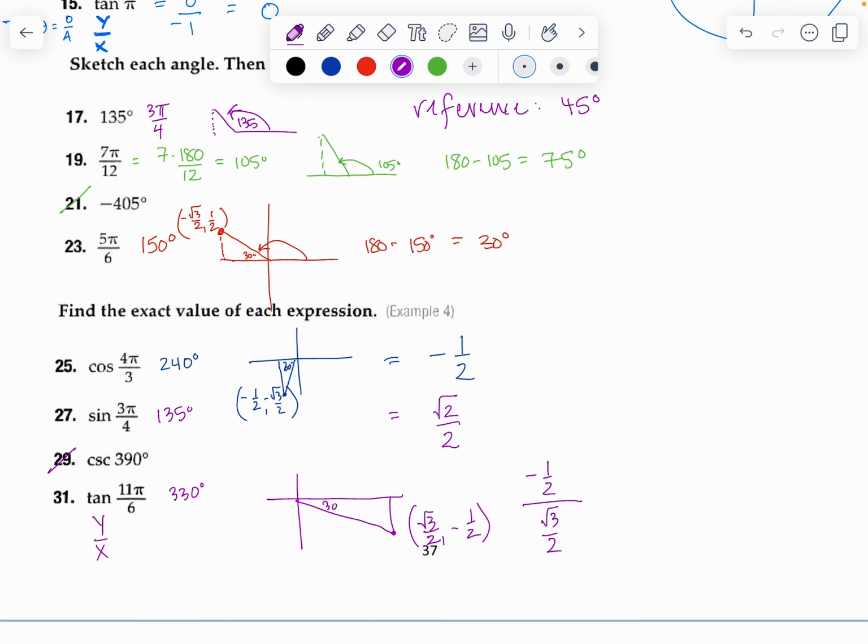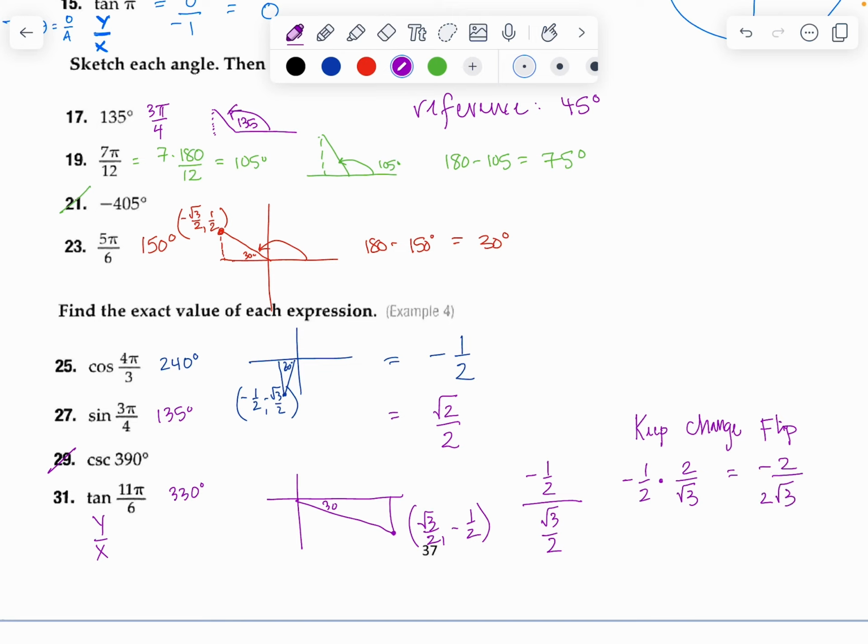Okay, that is the correct answer, but it is not in the correct form. Whenever I have a fraction divided by a fraction, I need to fix it. I need to do the keep, change, flip. So I'm going to keep the numerator. I'm going to change the operation from division to multiplication, and then I'm going to flip the denominator over. So I'm going to multiply the numerator times the reciprocal of the denominator. And what I get is negative 2 over 2 square roots of 3.